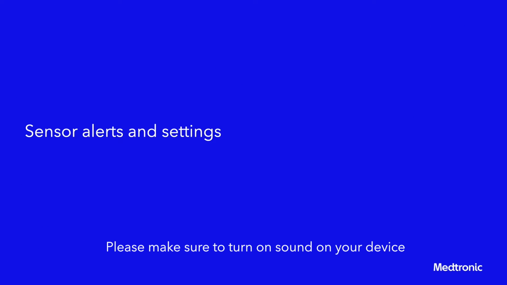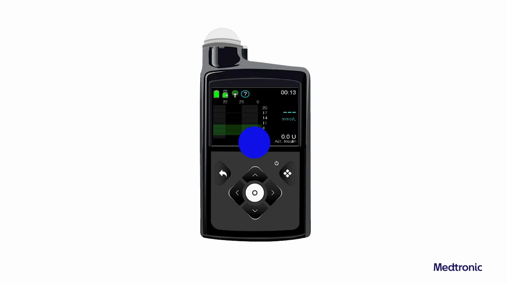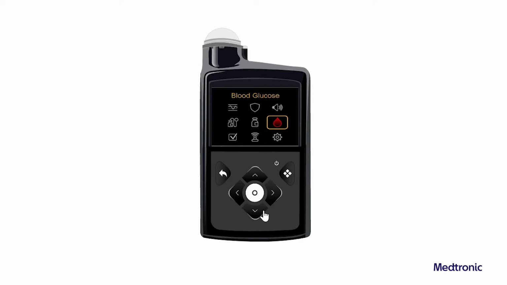Sensor alerts, settings. Setting up the high sensor glucose or SG settings. To set up the high SG settings, from the home screen, press Select and then select Settings.